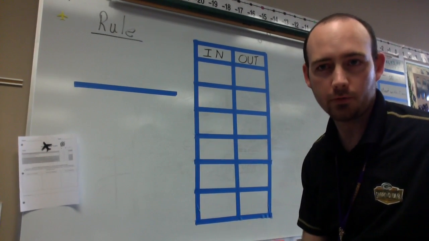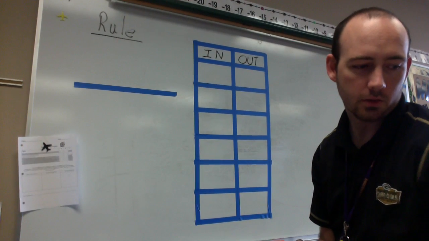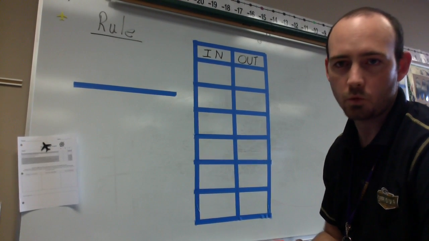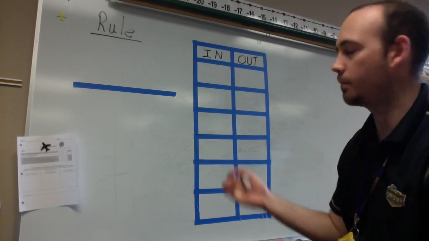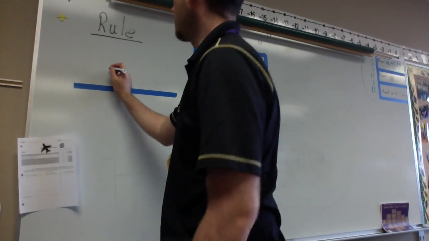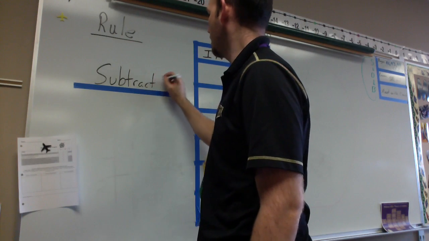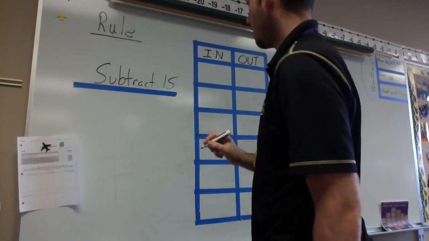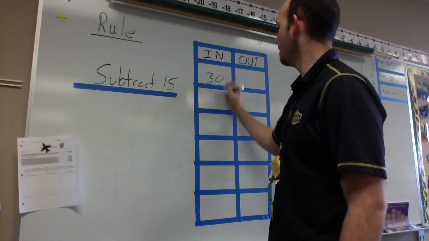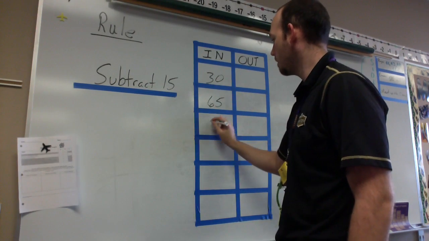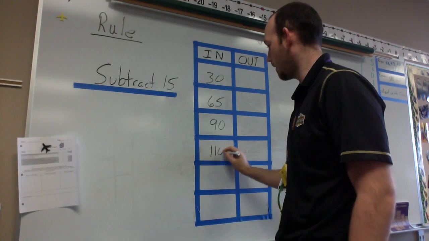So we're going to look at 4 different types of this. So the first type is when we know what the rule is and we know all of the inputs. So let's look at an example. Let's say that our rule is to subtract 15. And our inputs, let's say, are 30, 65, 90, and 110.